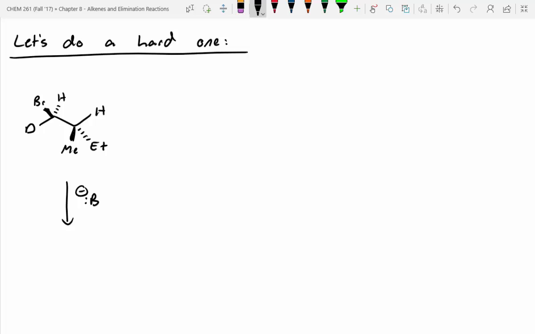So I'll give you guys a minute to work on this, but what I would do is draw your Newman projection first, just like we did before. Determine whether or not the beta proton is anticoplanar. What if it's not anticoplanar? What should we do? Rotate it until it is anticoplanar, right? So you may need to do a Newman projection rotation to a correct staggered conformation where you have an anticoplanar proton. So I'll give you guys a minute to work on that.